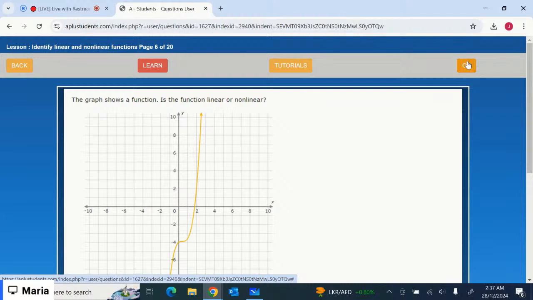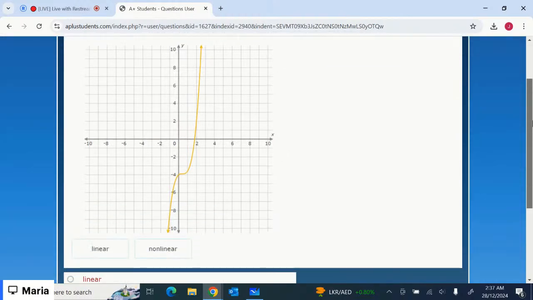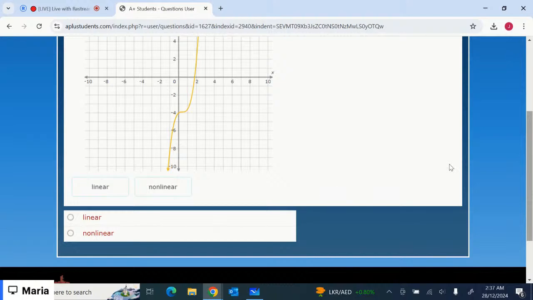The graph shows a function. Is the function linear or non-linear? The graph is not a straight line, so that is the non-linear function. Option number 2 is the correct option, that is non-linear.